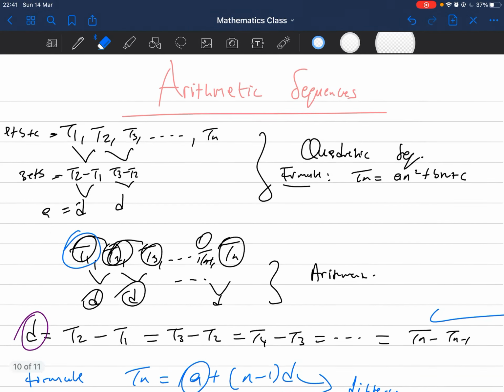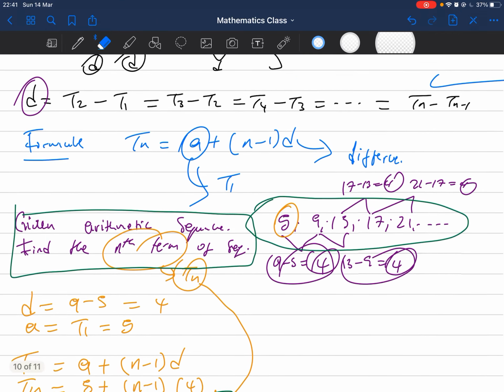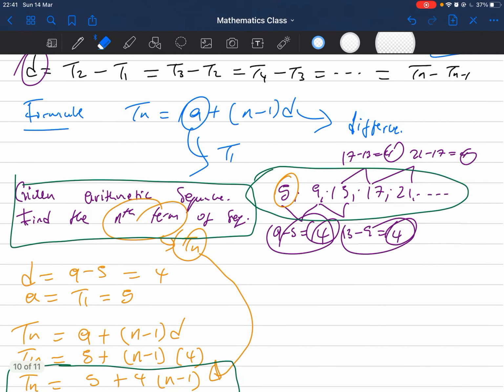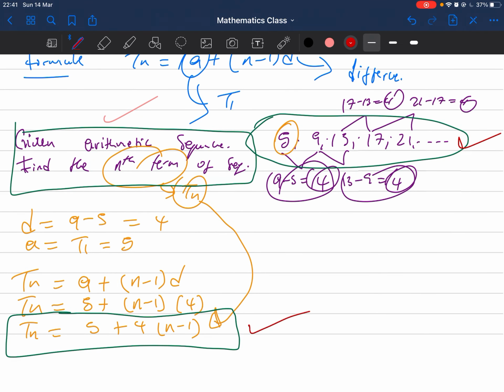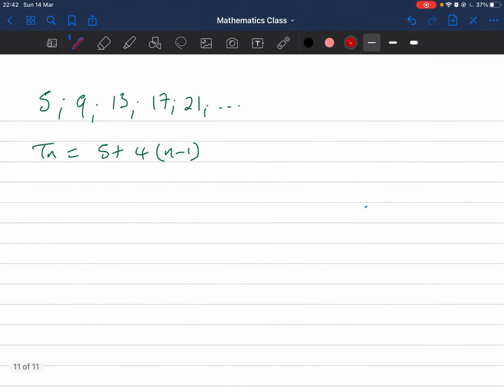Hi, in our previous video, we learned about the arithmetic sequence and how to find the nth term of the sequence. That's what we did here. We found the nth term of the sequence given the sequence, and this was the nth term that we actually found. In this video, we're going to learn how to find, say, the 100th term of the sequence.